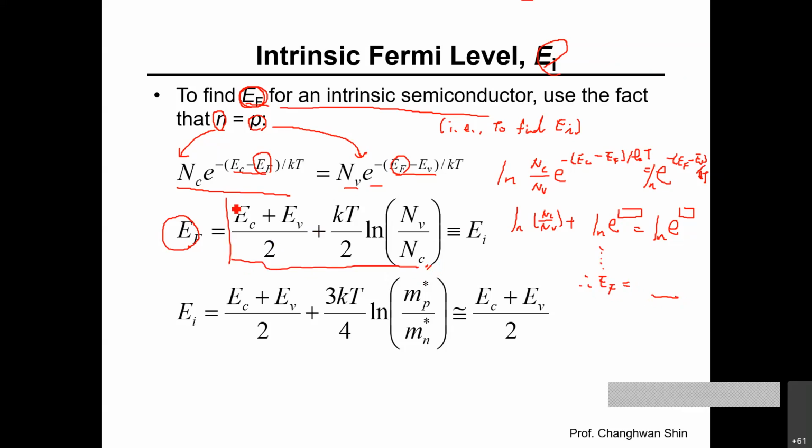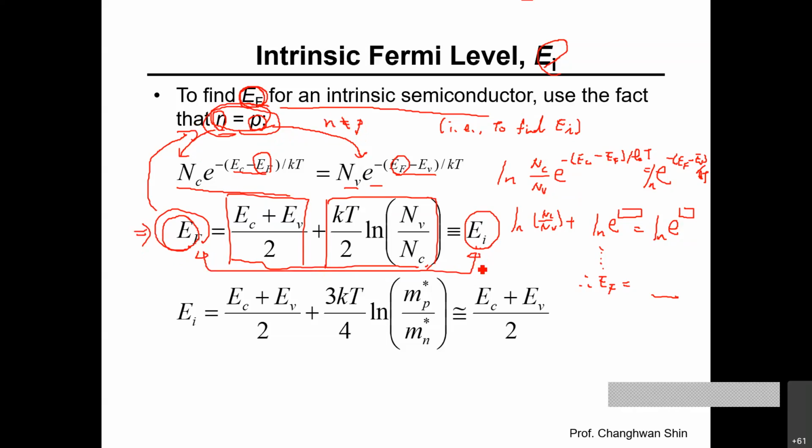Then these two terms consist of and define the intrinsic Fermi energy level, because this E sub F has been obtained from the fact that n is equal to p. This is only valid in an intrinsic semiconductor. In a doped semiconductor, n should not be equal to p. So using this fact of n equal to p, we can estimate the Fermi energy level that is matched to the intrinsic Fermi level, because E sub I indicates the Fermi energy level for an intrinsic semiconductor.